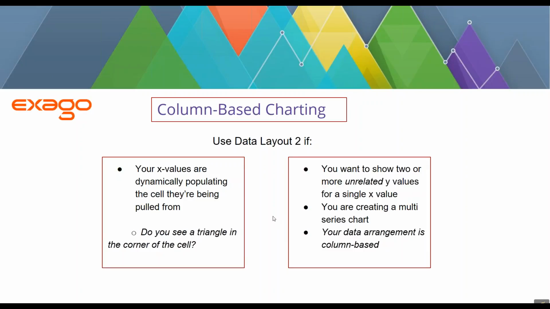Do you want to show 2 or more unrelated Y values for a single X value? Are you trying to show years employed versus money generated versus number of sales? You're not going to be able to do that with data layout 3 because they have to be related. So here, there's another indicator that we need to use data layout 2. A multi-series chart is likely going to point you towards column or row-based charting.